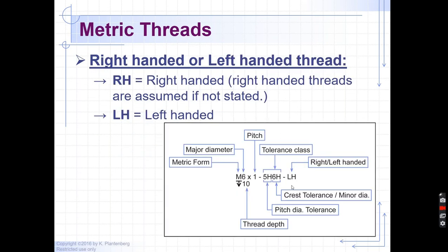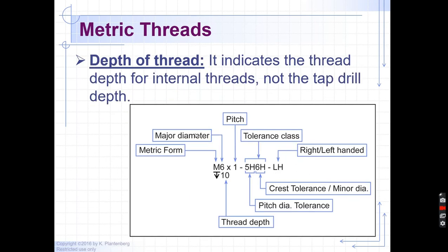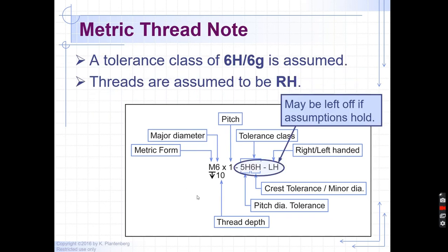Okay, again, the LH or RH for left-handed and right-handed. Depth of the thread, again, is our depth symbol, and then the depth of the thread in millimeters. Again, if this is left off, it is assumed that it's 6H, 6g, and that it's right-handed.